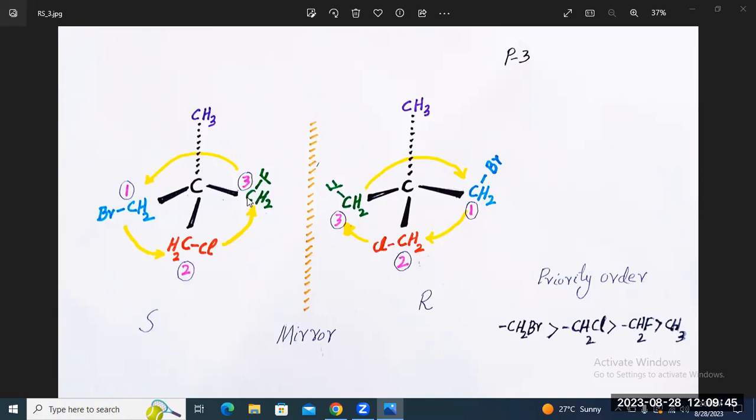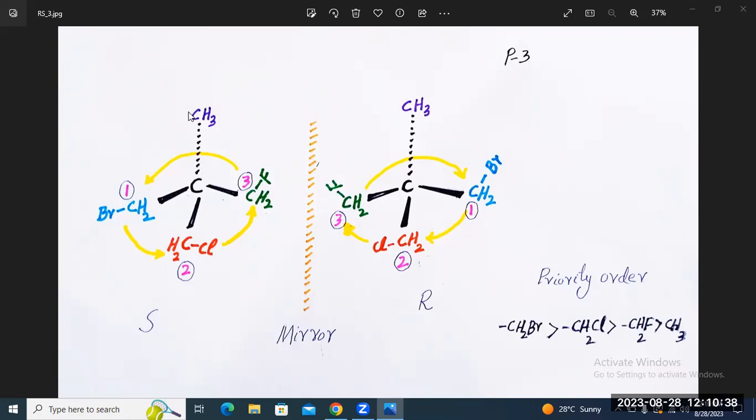So in order to represent the order of priority, we shall see on this carbon which atom is attached. For example, you can see here on this carbon, fluorine is attached here. On this carbon, chlorine is attached here. On this carbon, bromine is attached here. On this carbon, H are attached here. So on the carbon number 2 here, from here to here, bromine is of higher atomic number, and then chlorine is of higher atomic number, and then fluorine is of higher atomic number.